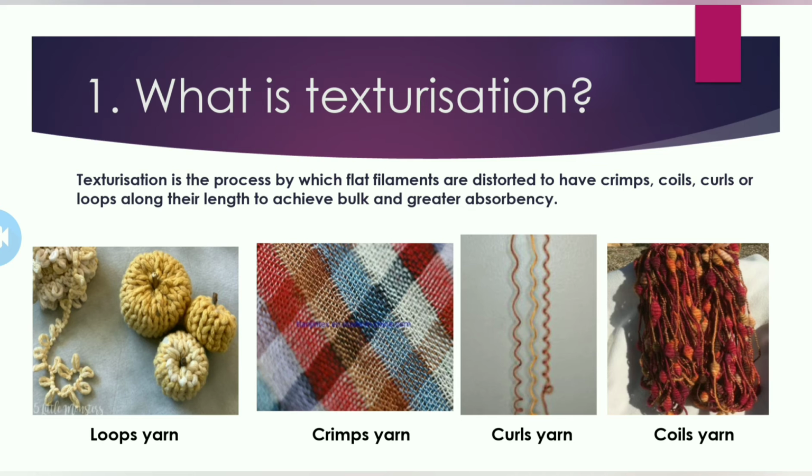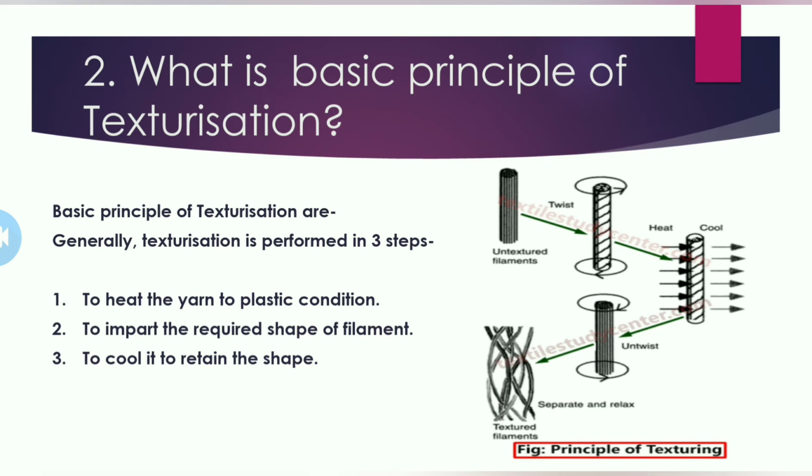Texturation is the process by which flat filaments are distorted to have crimps, coils, curls or loops along their length to achieve bulk and greater absorbency. Here are some pictures. We can see loop yarns, crimp yarns, curl yarns and coil yarns. These were first flat filaments, then after texturation they come to such shapes, then we can use the yarn according to the requirement.